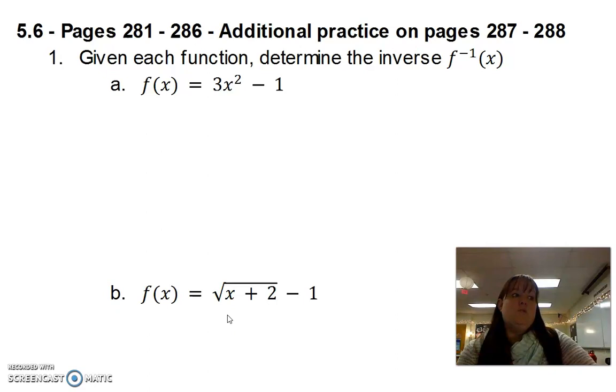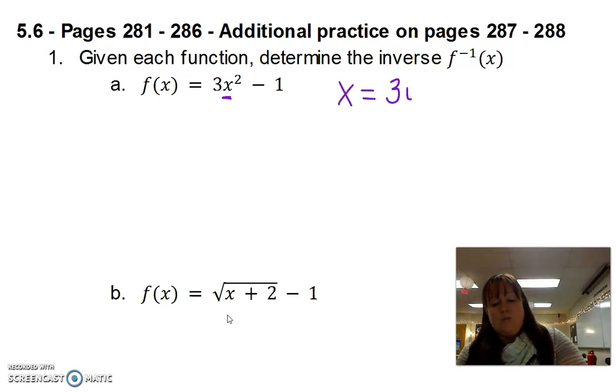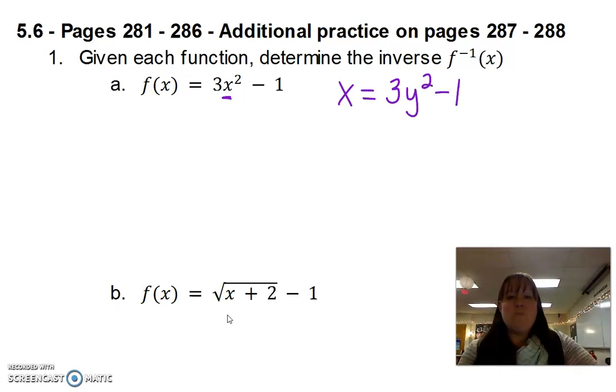Okay, so the input of this function becomes the output of the inverse function, and the output becomes the input. So x becomes the output, and y becomes the input. Right? So we just switch x and y basically, but I want you to remember that's because x is becoming the output and y is becoming the input.